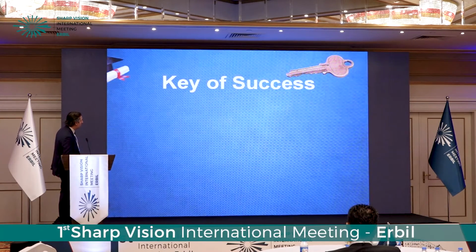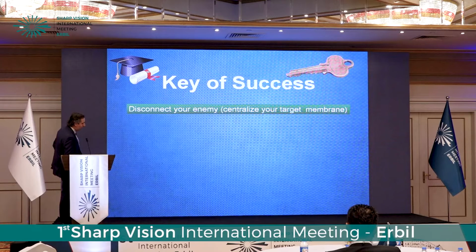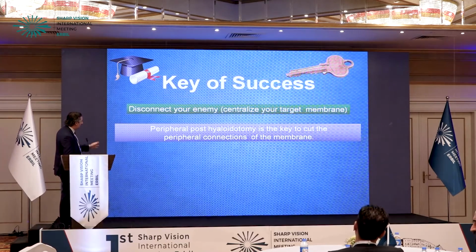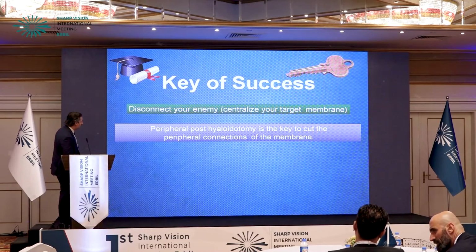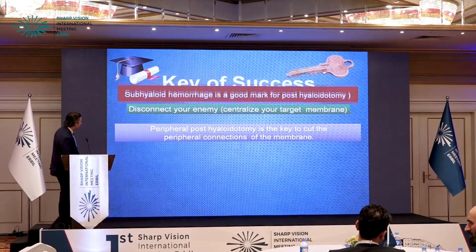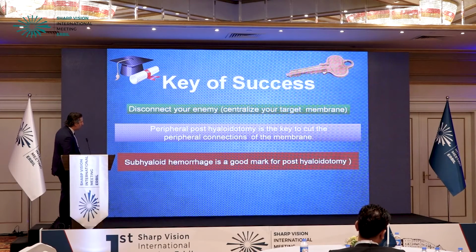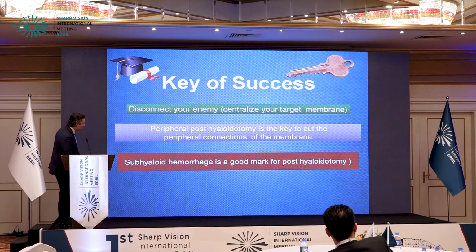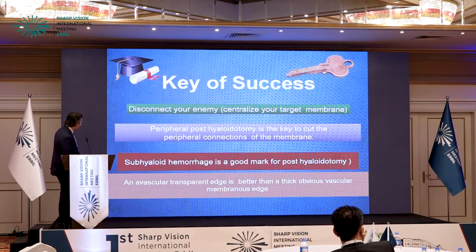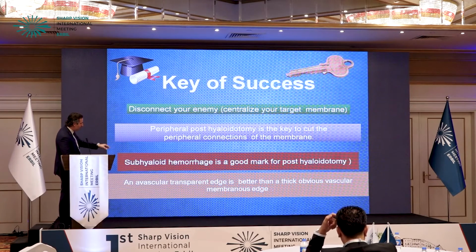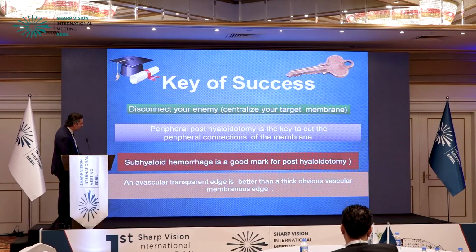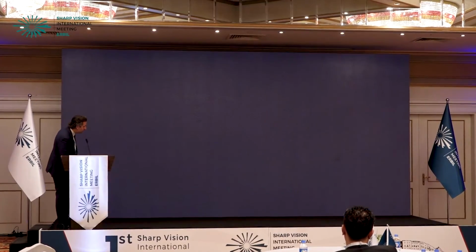The key of success in such cases is that you have to disconnect your enemy, the membrane I mean. You should centralize your battle. This is by peripheral posterior hyaloidotomy, which is the key to cut the peripheral connections of the membrane. Subhyaloid hemorrhage is a good mark to cut the posterior hyaloid safely. And then the avascular edge of the posterior hyaloid is better used as a functional edge to attack the membrane from under the surface. Okay, thank you. Thank you, Doctor.